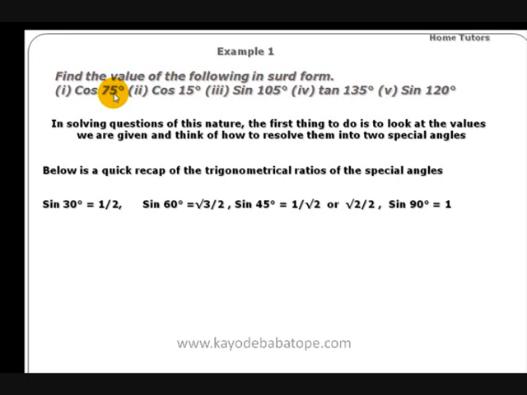Okay, but then before we go too far, in solving questions of this nature, the first thing to do is to look at the values you are given and think of how to resolve this value into two special angles. But then, let us take a quick recap of the trigonometrical ratios of the special angle. For example, let's start with 30.